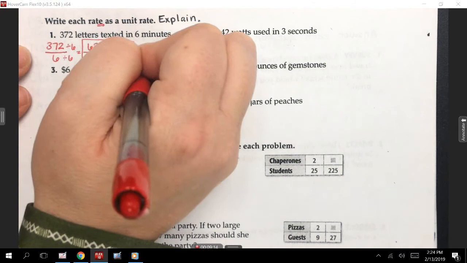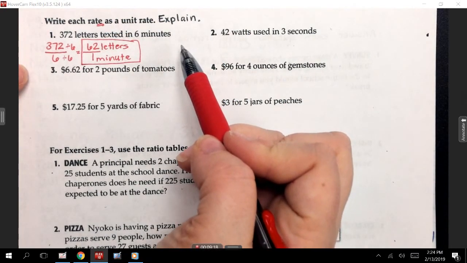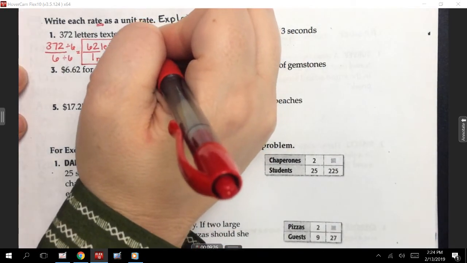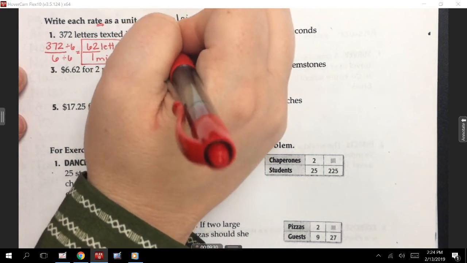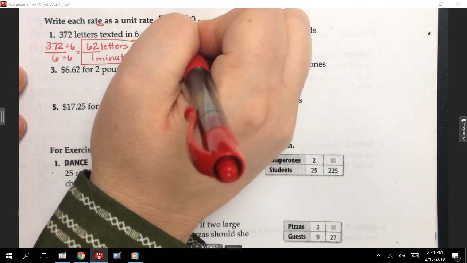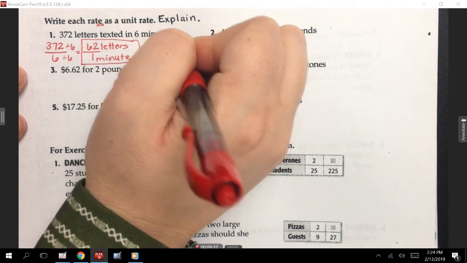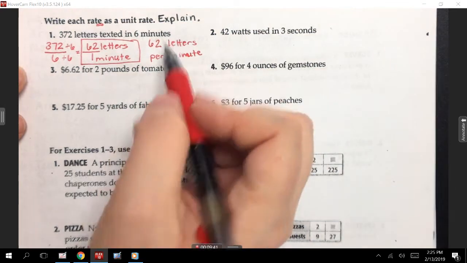All right? On the test that we had Friday, I did not say to explain. This time it says explain. All right, guys, my explanation is real short. It's 1 word. Who can tell me what is the word I'm looking for and put it in a sentence for me? Lexi? Per. And can you write that in a sentence for me? There's 62 letters per 1 minute. 62 letters. And we're just going to put per minute because the 1 is implied. So I get 62 letters per minute.